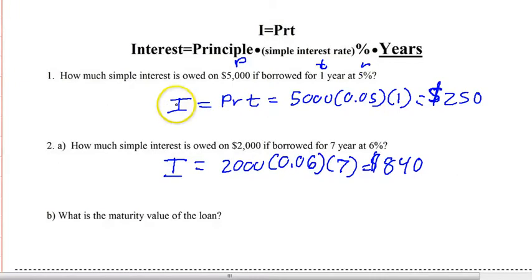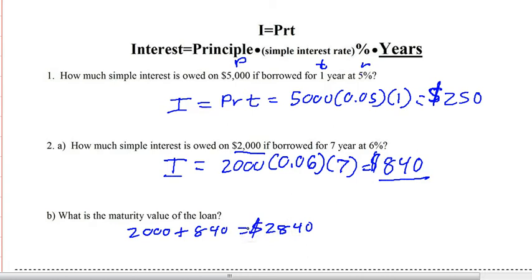All right, what's the maturity value of the loan? What this means is you're going to have to pay back the loan, which is how much is borrowed, plus the simple interest. So you just add them together. 2,000 plus 840 means you'd have to pay back $2,840 after 7 years. So let's just say you take out a student loan. They're going to charge you 6%, and you use it for 7 years. You'd have to give them back $2,840 at the end of those 7 years. That's it.